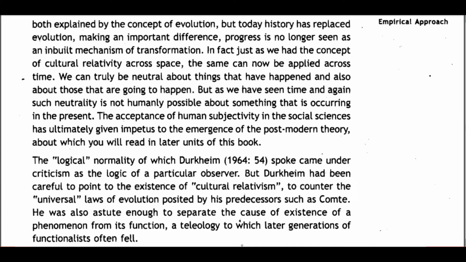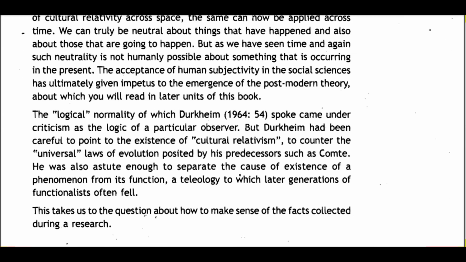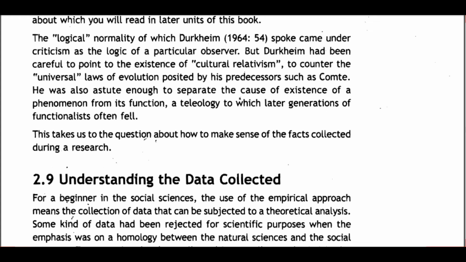The acceptance of human subjectivity in the social sciences has ultimately given impetus to the emergence of postmodern theory, about which you will read in later units of this book. The logical normality of which Durkheim (1968:55) spoke came under criticism as the logic of a particular observer, but Durkheim had been careful to point to the extensive cultural relativism to counter the universal laws of evolution posited by his predecessors such as Comte. He was also astute enough to separate the cause of existence of a phenomenon from its function, a distinction to which later generations of functionalists often failed to adhere.